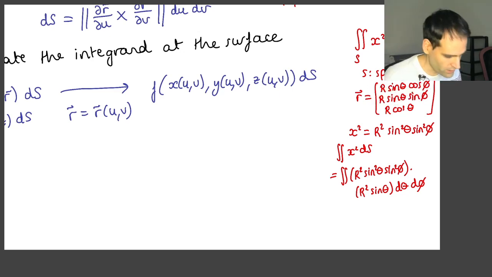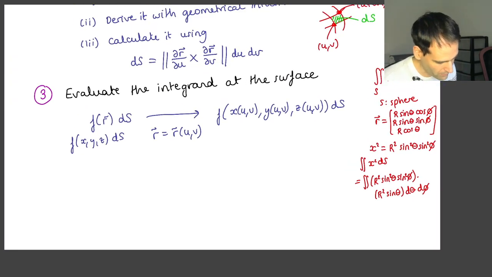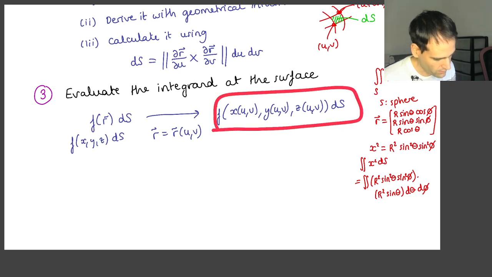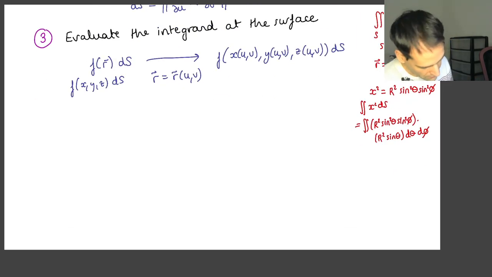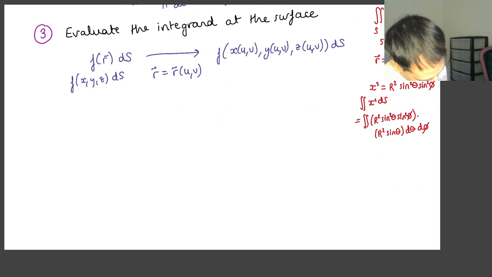Okay, so this is the third step, and it can be written mathematically like this. You basically substitute x as a function of the two parameters, y as a function of the two parameters, and z as a function of the two parameters. And then fourth, you perform the double integration.